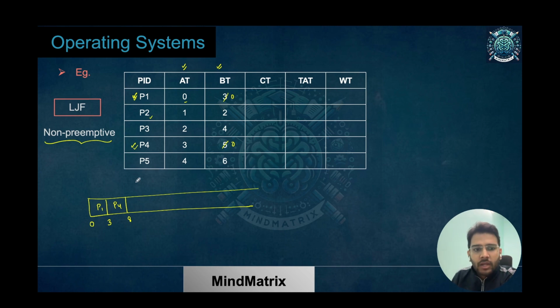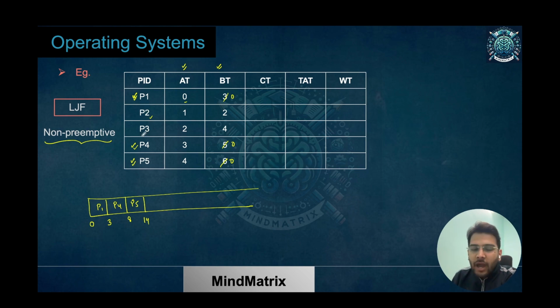Clear? Now at 8 units of time, P5 has also arrived because the arrival time of P5 is 4. Now we have three processes P2, P3 and P5 present in the ready queue. Again, compare the burst time of all these three processes. You will find that P5 has the largest burst time, that is 6. So I can schedule P5 first. So 8 plus 6 is going to be 14, and we can make it 0. P5 has also completed its execution.